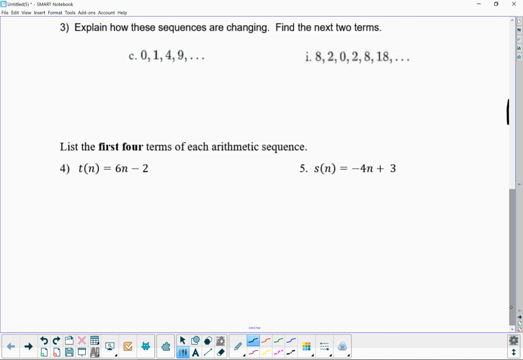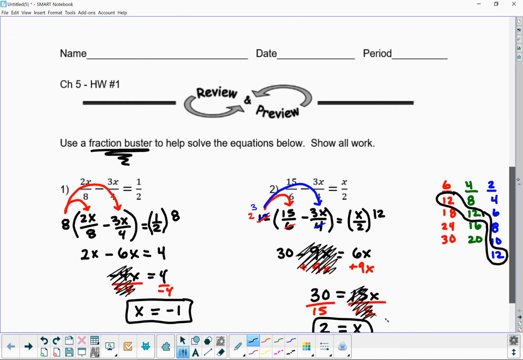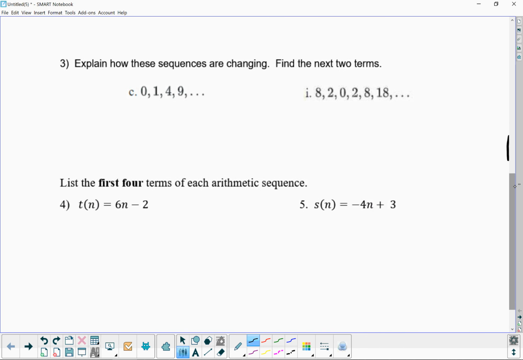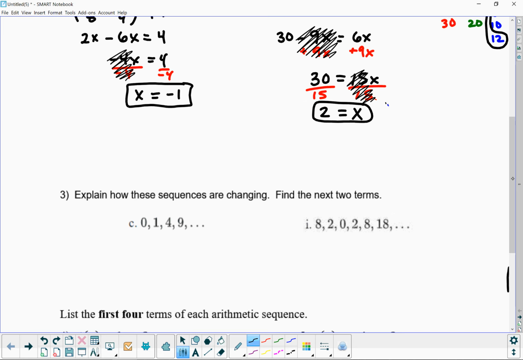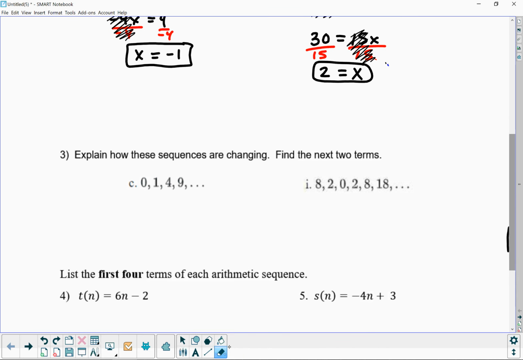Down here, yeah. Number 3, okay. Explain how these sequences are changing. Find the next two terms. So first of all, you got to explain how they're changing.